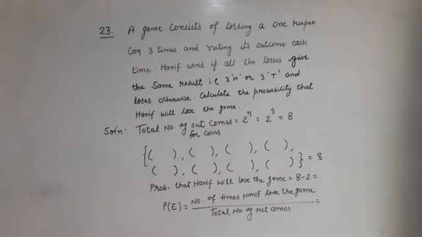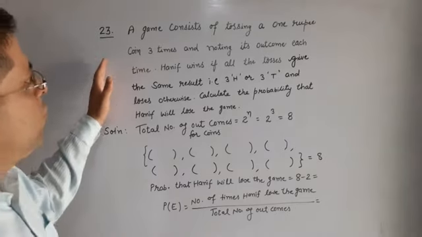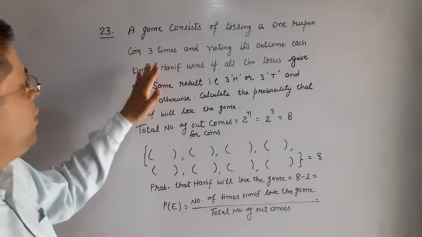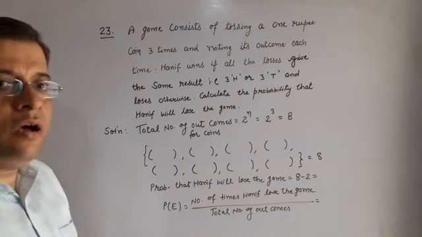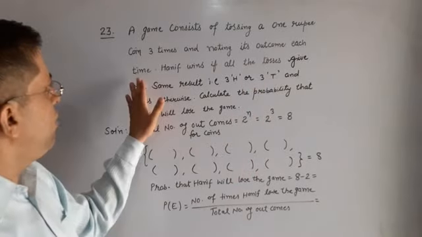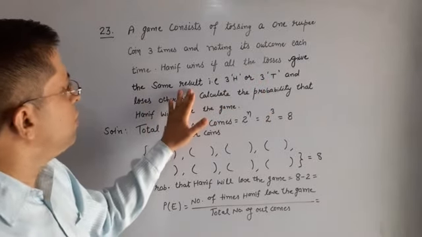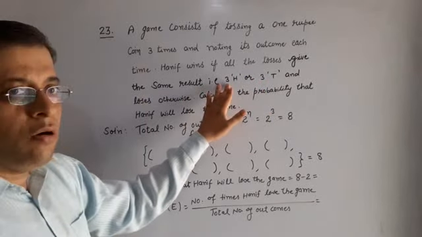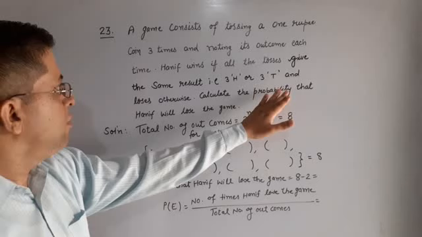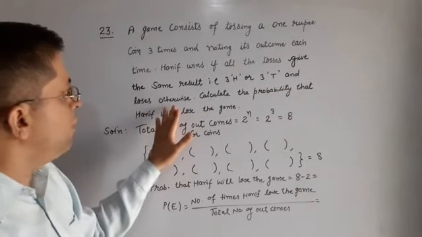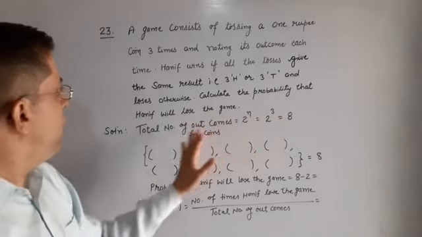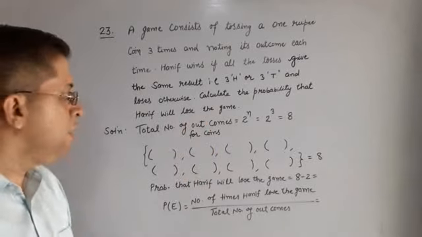Next question is, a game consists of tossing a 1 rupee coin 3 times and noting its outcome each time. Hanif wins if all the tosses give the same result. It means all 3 heads or 3 tails, and loses otherwise. Calculate the probability that Hanif will lose the game.